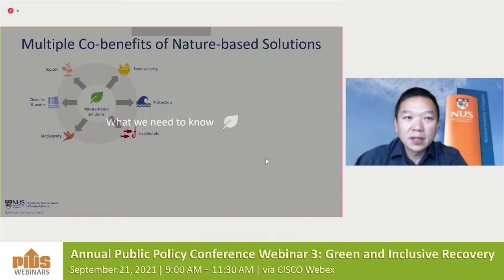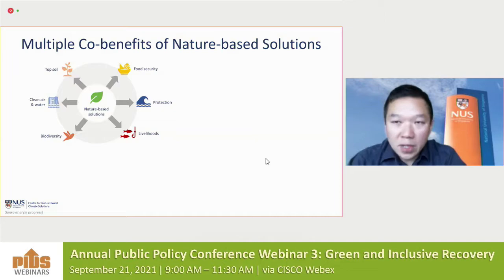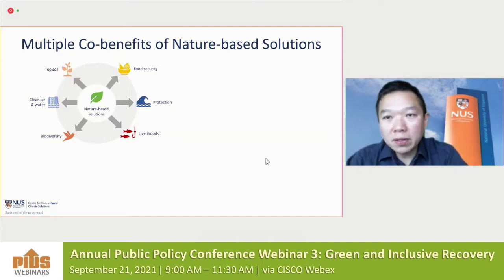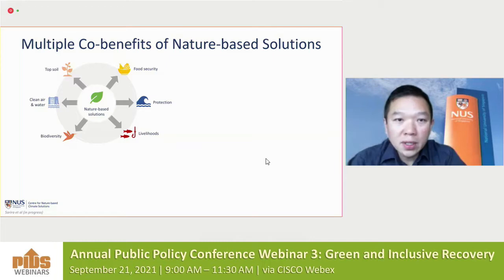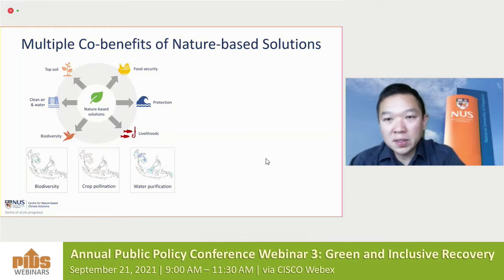Nature-based solutions in general are important, not just for carbon storage and sequestration, but also for the multiple co-benefits they can deliver to society, including biodiversity conservation, water purification, safeguarding our food security, help with flood regulation, and so on. Another piece of ongoing research at our center is focused on mapping these various co-benefits of nature-based solutions across Southeast Asia to better inform climate and land use policies and decisions.